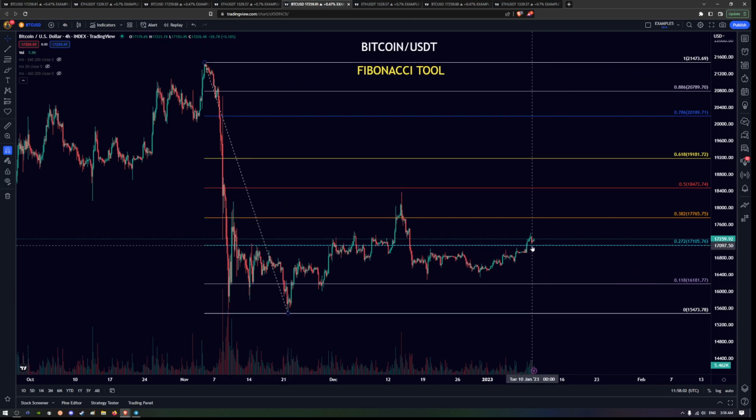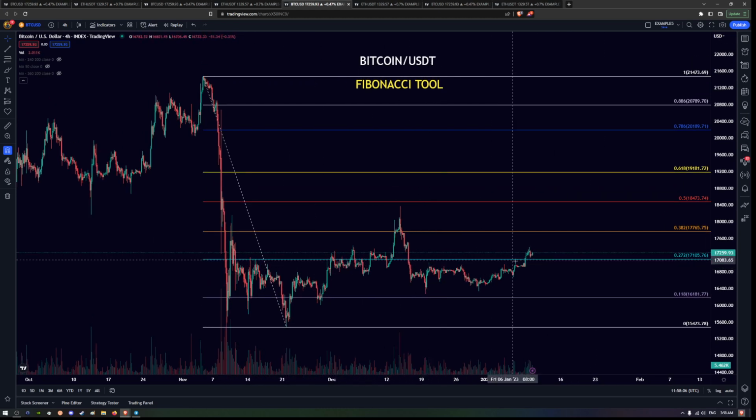So the 0.272 was resistance for a while, and then we broke above, and then essentially this is a retest of this area. It could come down lower, we don't really know yet. A little too soon to tell. Alright, we'll go over to the Ethereum chart.